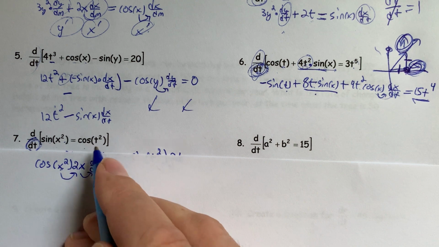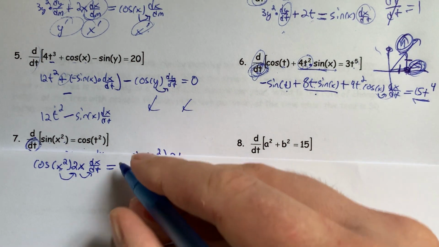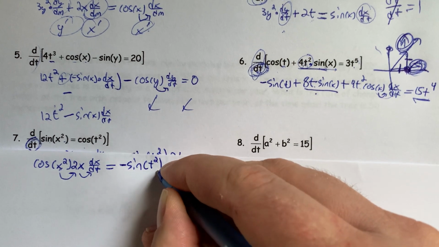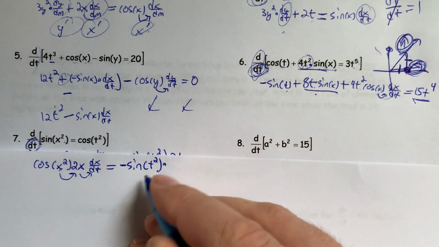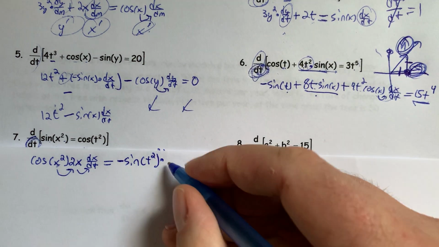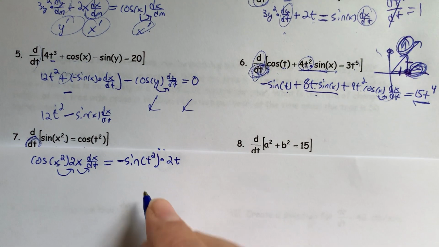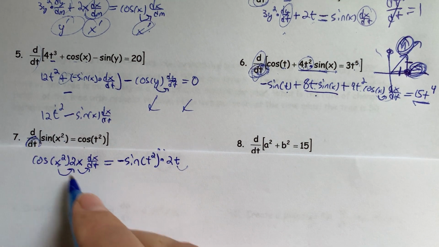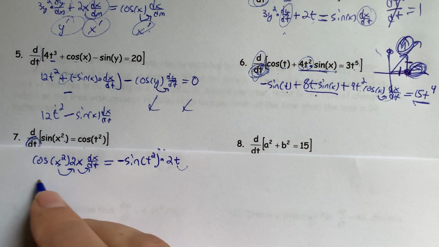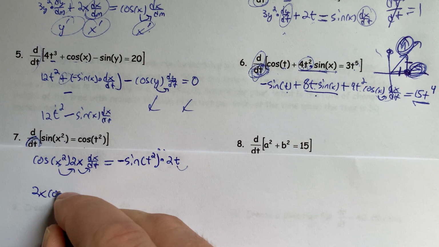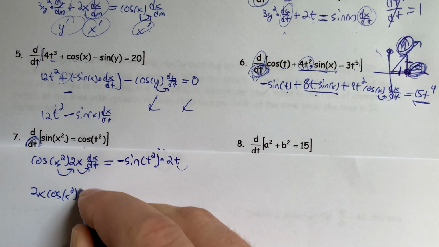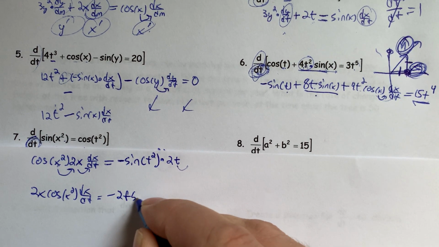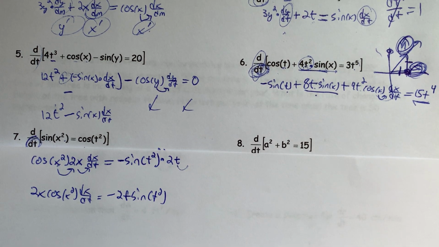Equals the derivative of cosine of t squared. The derivative of cosine of something is negative sine of that something left alone, times the derivative of the inside function. The derivative of t squared is 2t, and we do not need a chain rule here because we're doing the derivative with respect to t. And so we usually simplify this to be 2x cosine of x squared dx dt equals negative 2t sine of t squared. That's how we'd write it.